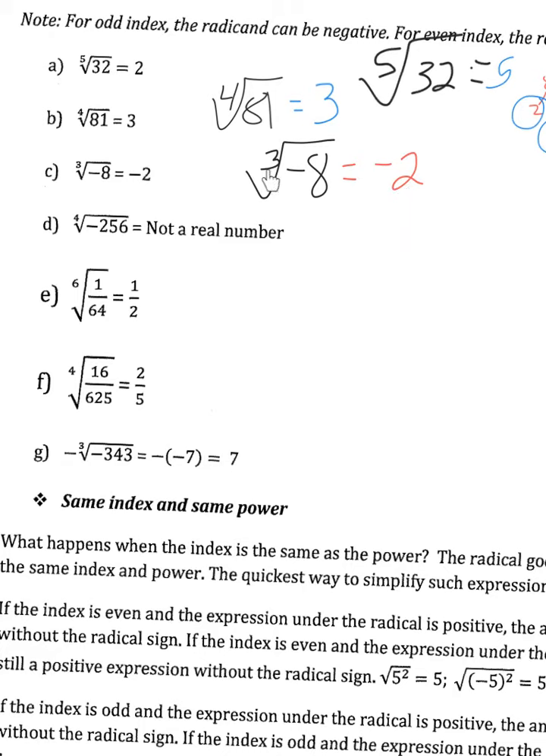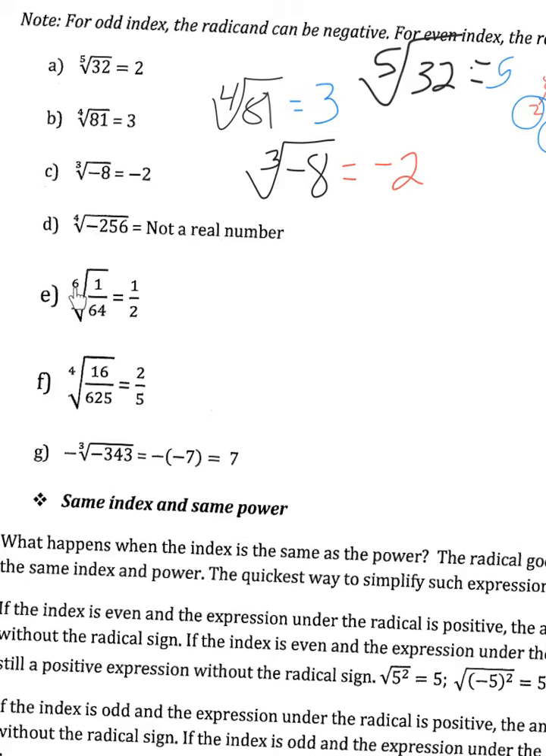If you have an even index like 2, this negative under here tells you this will not be a real number. And if you look at example D, you can see that. This is the fourth root of negative 256, which is not a real number, because when you use 4 negative numbers multiplied together, it comes out positive, not negative. So this fourth root of a negative number is not a real number.